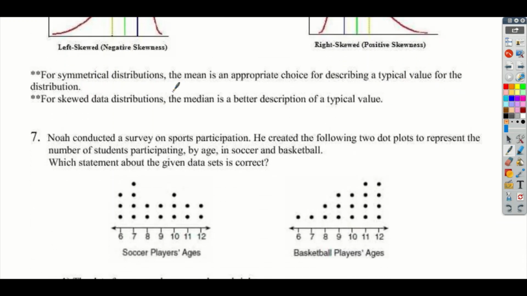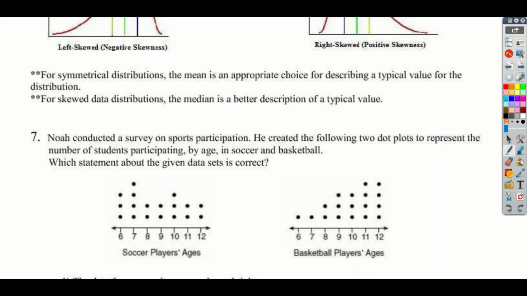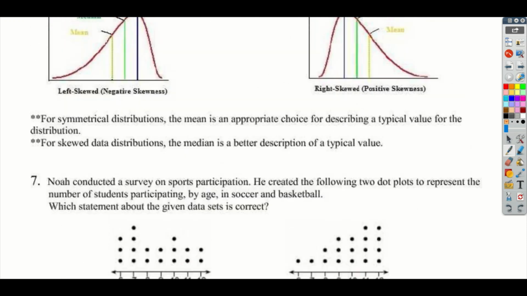For symmetrical distributions, we can use the mean as the appropriate choice, and for skewed, we would want to use the median, because that is going to report the best average for us here, the best middle number.